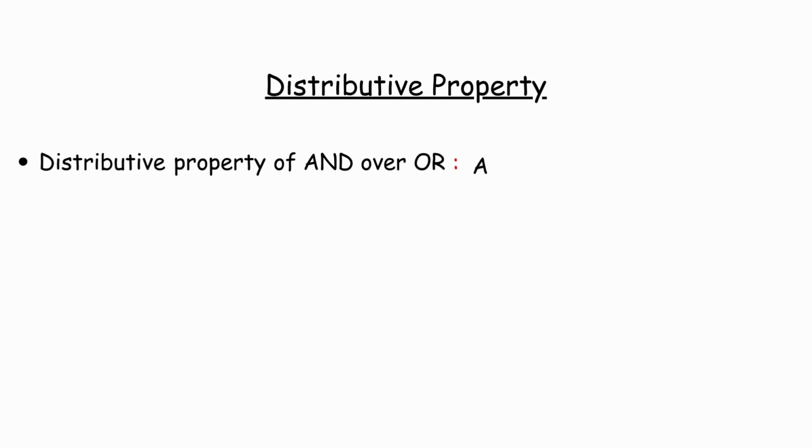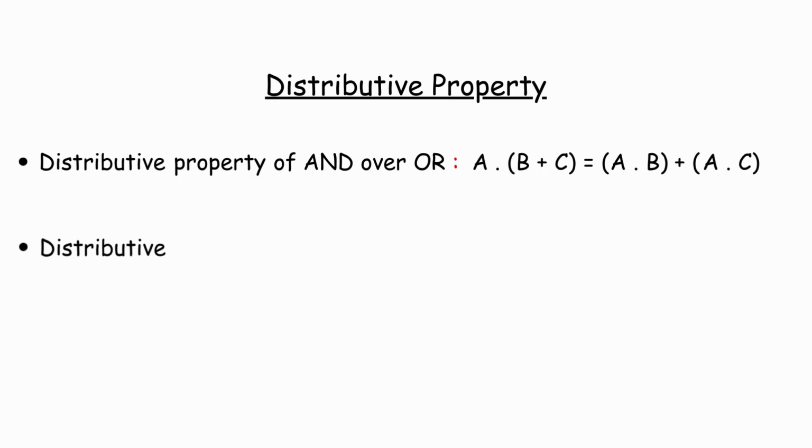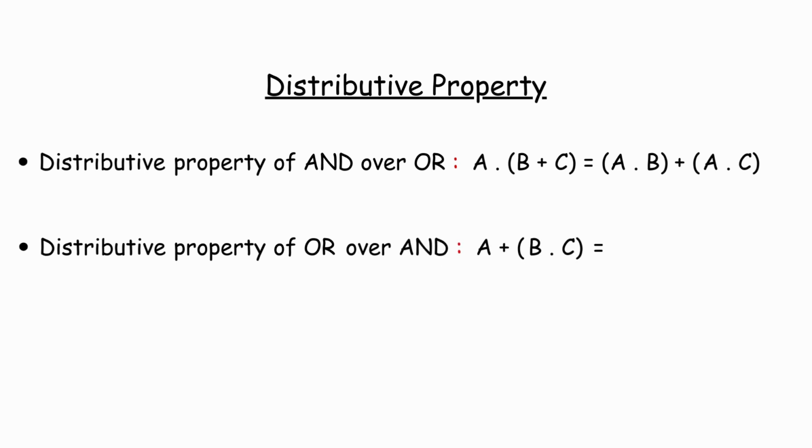Distributive property. Distributive property of AND over OR. A times (B plus C) equals (A times B) plus (A times C). Distributive property of OR over AND. A plus (B times C) equals (A plus B) times (A plus C).